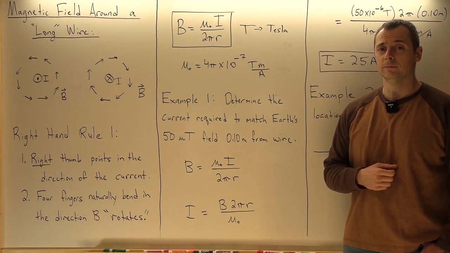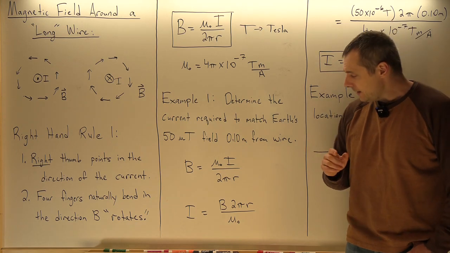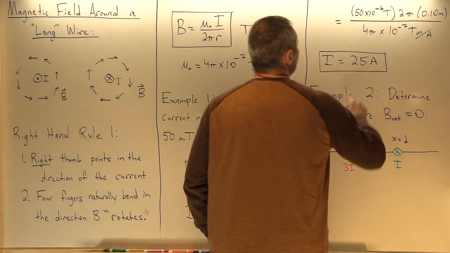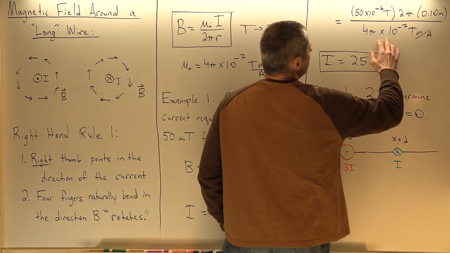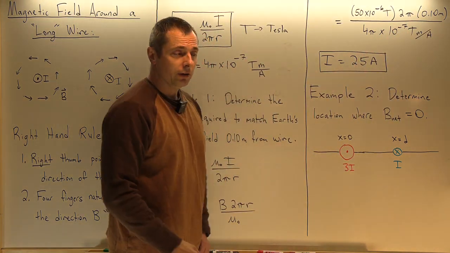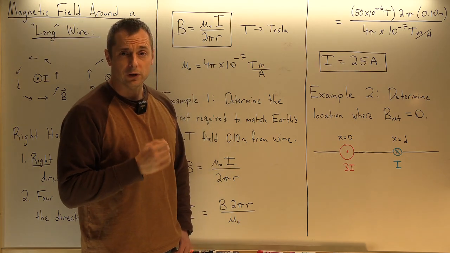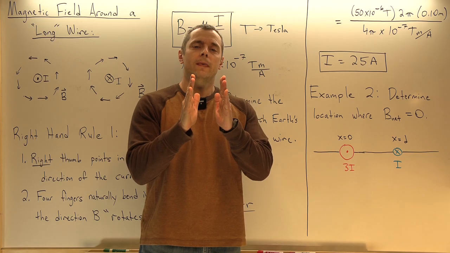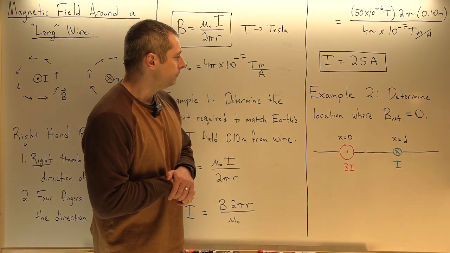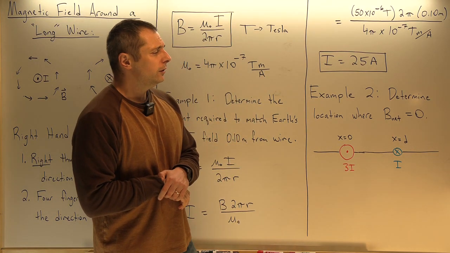You copy this down. And moving on, plugging in my data, 50 times 10 to the minus 6 teslas, and then the 0.1 meters, mu 0, and I punch that on the calculator. I get 25 amps of current to produce a magnetic field about that far from a wire that matches the Earth's magnetic field. All right, let's take a look at another example.